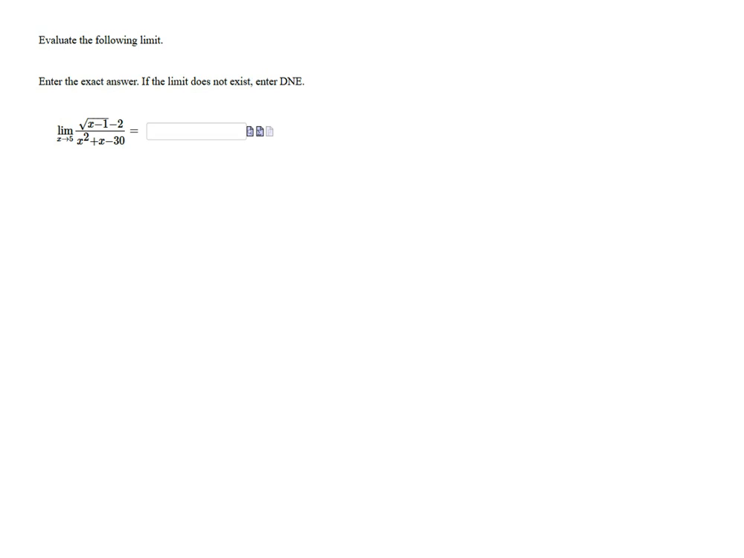All right, on this problem, they want us to find the limit as x approaches 5. My numerator is the square root of x minus 1, minus 2, over x squared plus x minus 30. Now that factors to be an x plus 6 times an x minus 5.